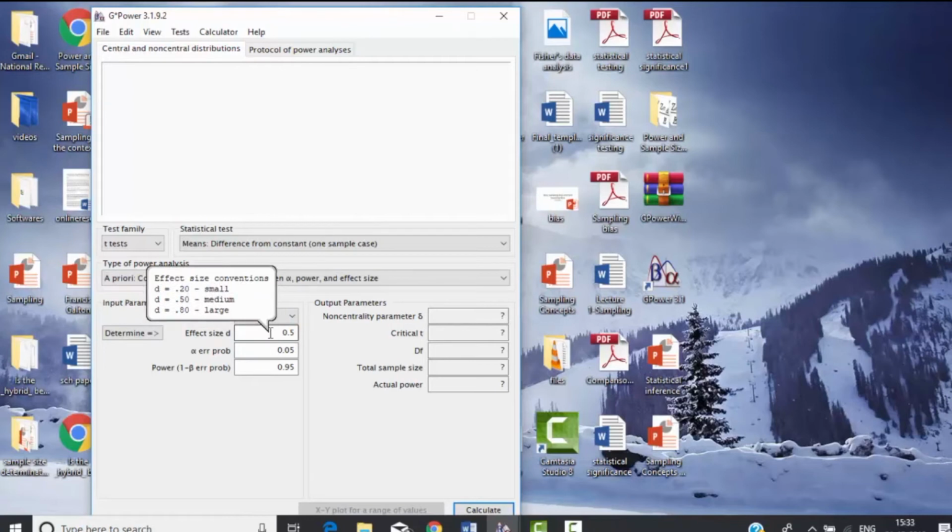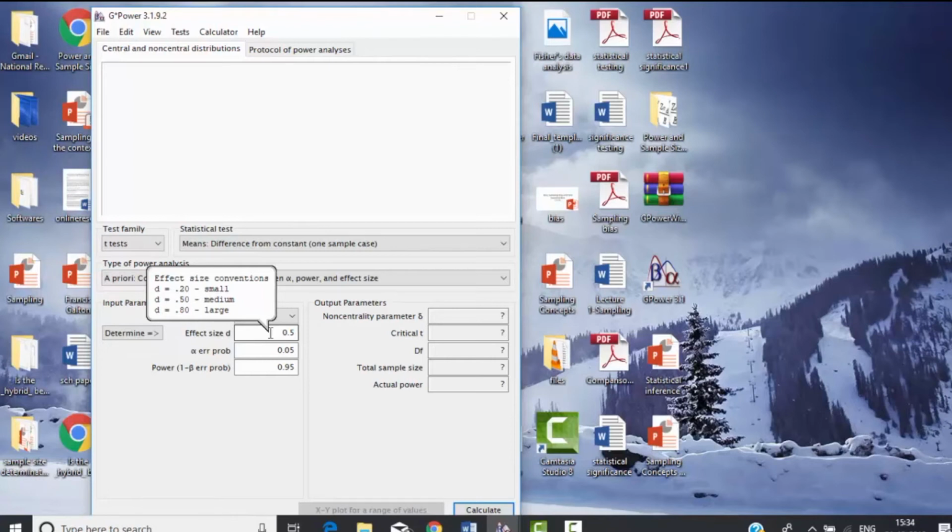Now, in the effect size, the convention is, if it is 0.20, it is small. If it is 0.50, it is medium. And if it is 0.80, it is large. These values are given by Cohen, and in fact they are known as Cohen-D.